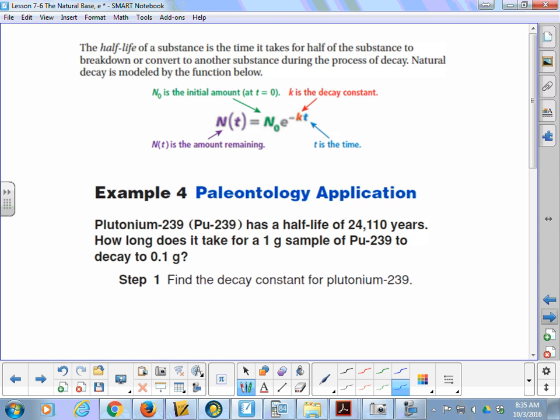So it says plutonium-239 has a half-life of 24,110 years. How long does it take for a 1 gram sample of plutonium-239 to decay to 1/10 of a gram?